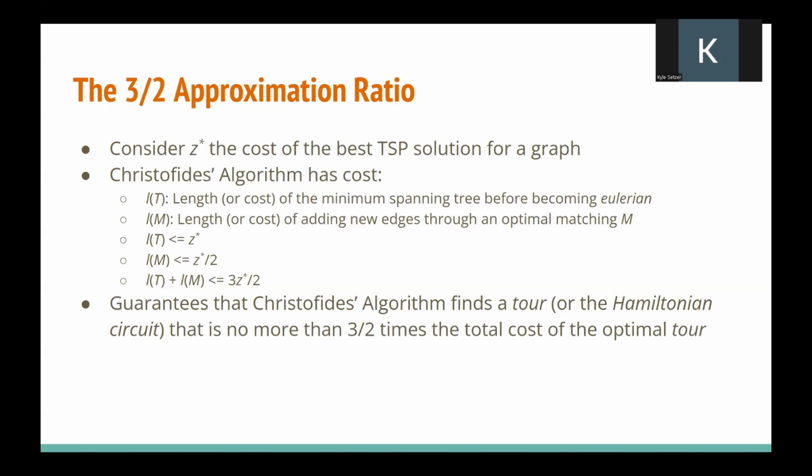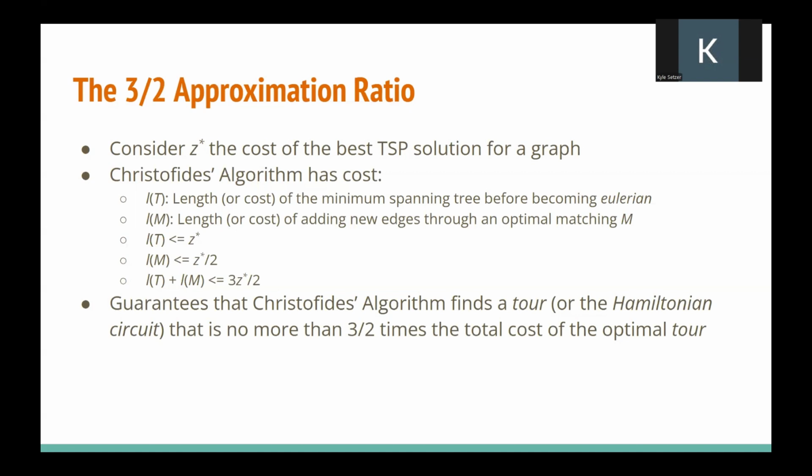So before we get into an example, let's talk about the 3/2 approximation ratio. If we consider Z star to be the cost of the best TSP solution for a graph, meaning this is the minimum weight that is possible to get from a given graph if we were to find a solution for the TSP.